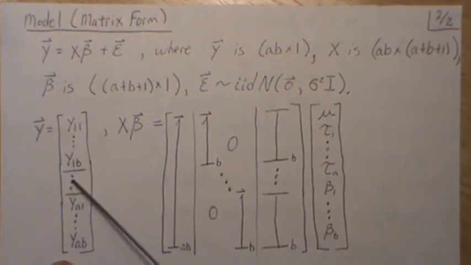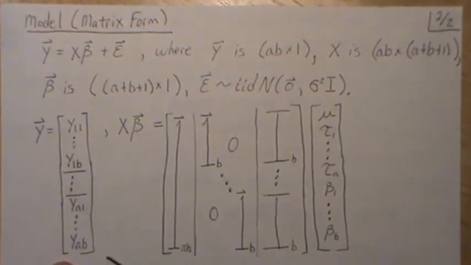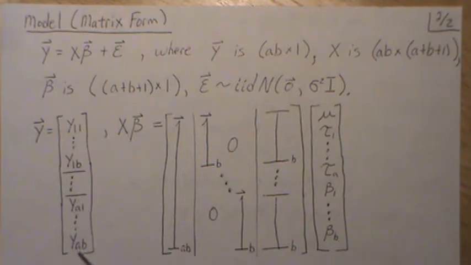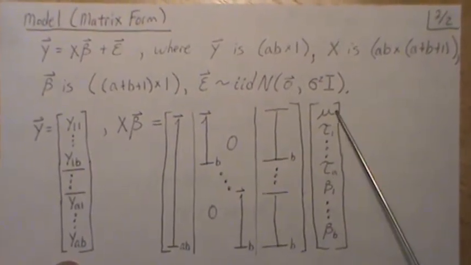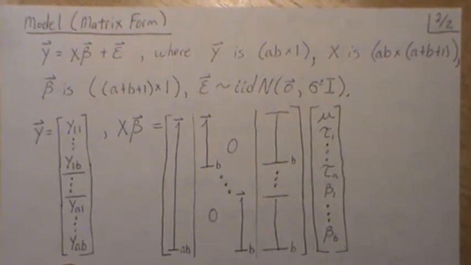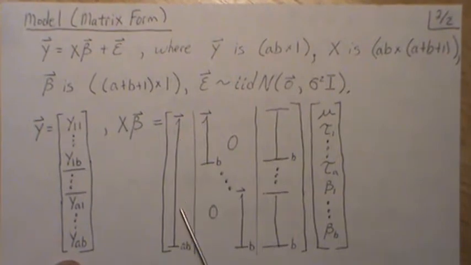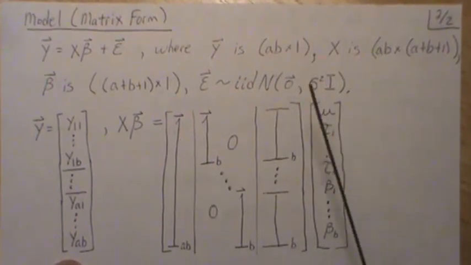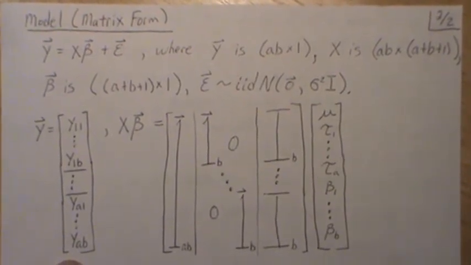And then the next group all correspond to treatment 2, and they're ordered within block. And of course, we continue until the Ath treatment, and then we order them within block. So X beta is this form. We'll do beta first. Beta is mu, tau 1 through tau A, beta 1 through beta B. And here, this vector of 1s corresponds to mu. So that way when this multiplication takes place, the mu is always picked off.